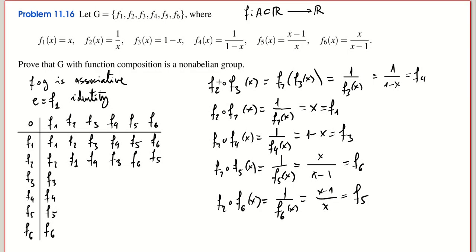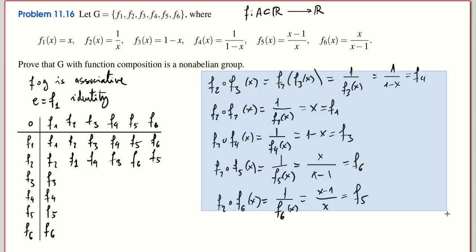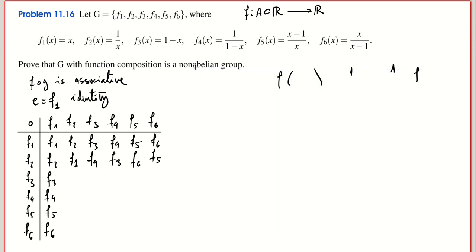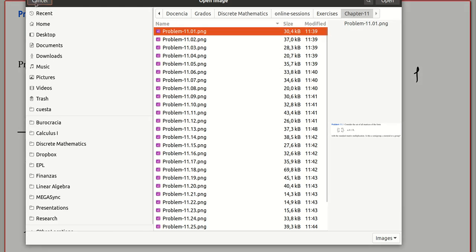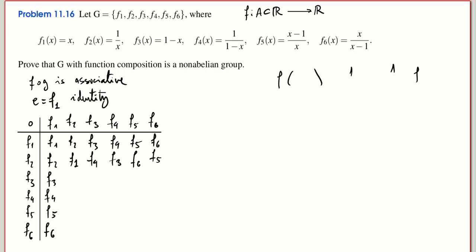Unfortunately, this composition is not abelian, so if it were, once you fill a row, you could automatically fill a column, but that's not the case here. Okay, so we have to do it one by one. So let's go to f3 now.